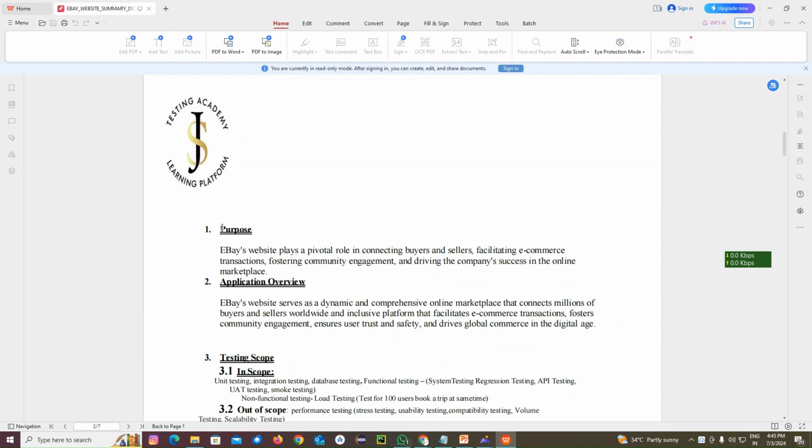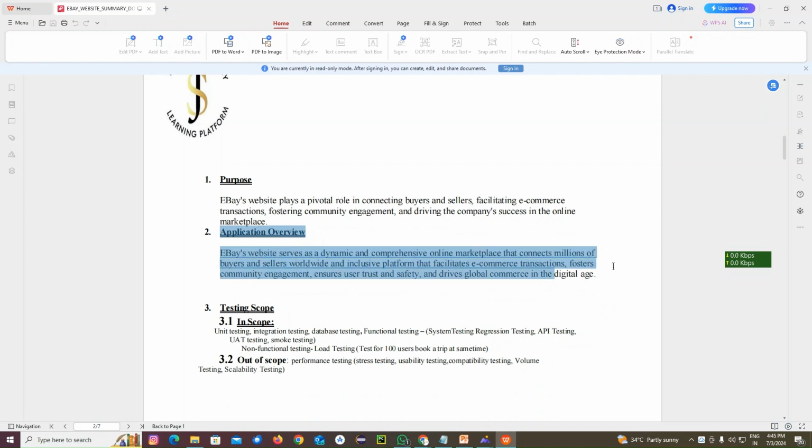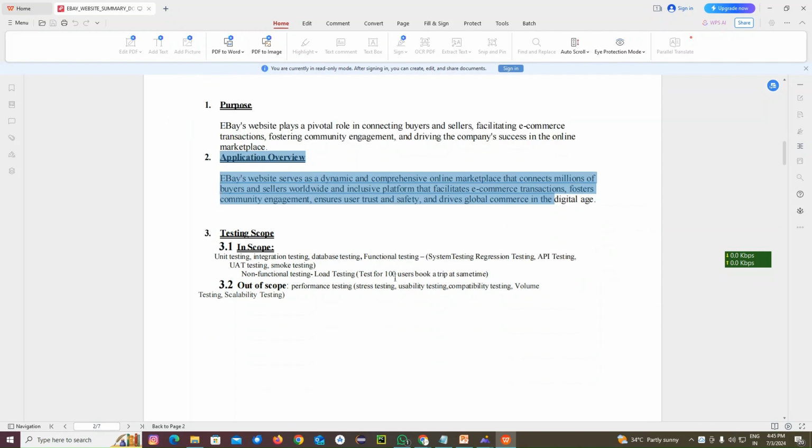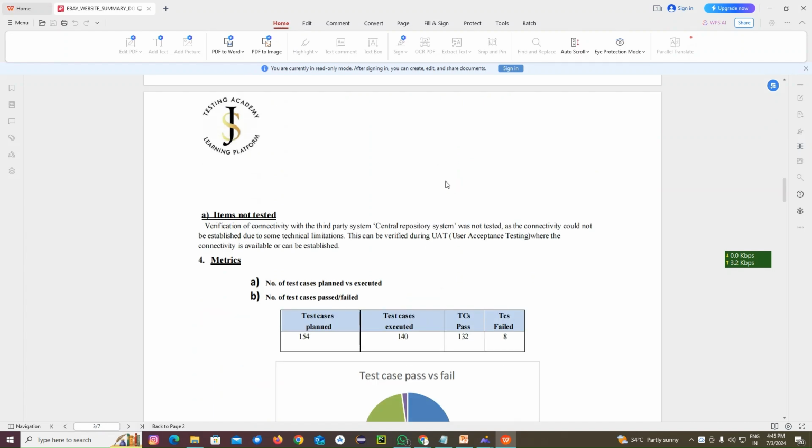First thing is the purpose of the document. Next one is the application overview. Next one is testing in scope and out of scope. What testing you did and what testing you did not do, both functional and non-functional. Okay, next one is items tested and items not tested.